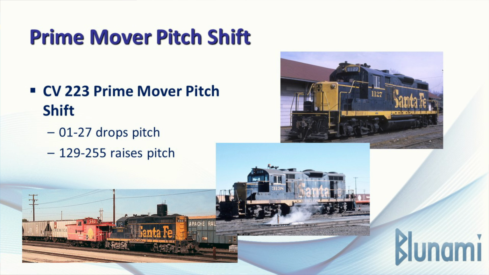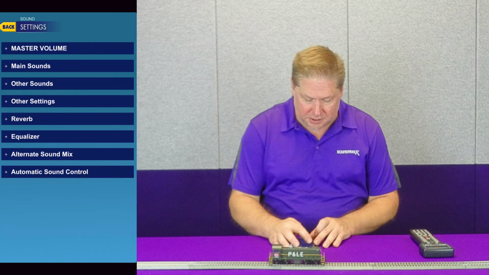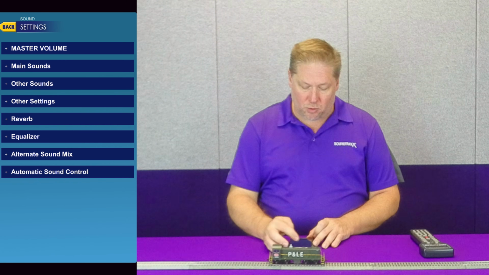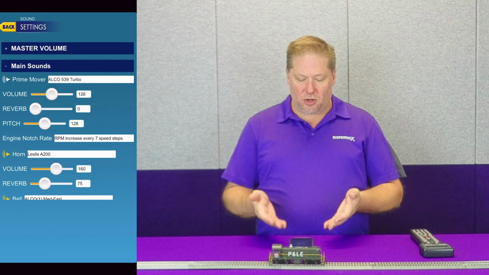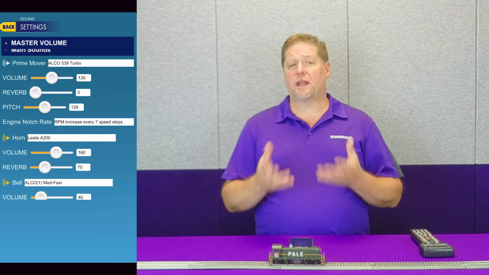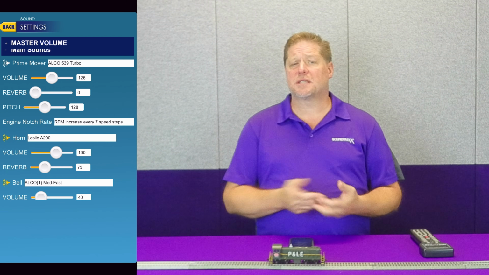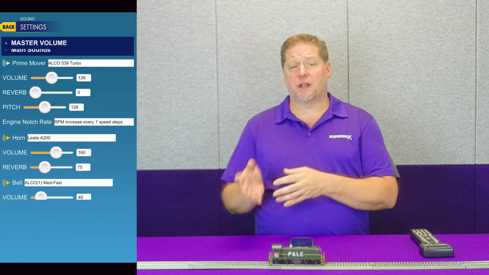But with the prime mover pitch shift, now we can actually take a whole string of prime movers and just shift the pitch just a little bit so that they sound a little different. So what I'm going to do here is go back to my audio settings, and we're going to go to main sounds. And here under the prime mover, you can see where the pitch is. Now a value of 128 is right about in the middle, which means flat or no change. But what I can do is take that slider bar and move it up or down.